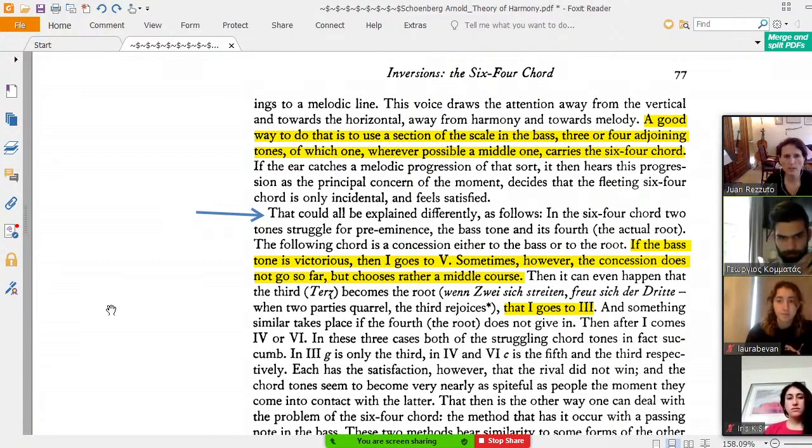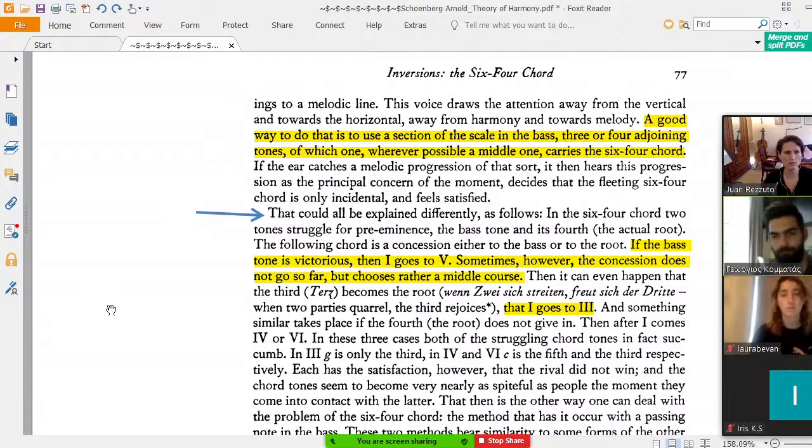That could all be explained differently, as follows. In the 6-4 chord, two tones struggle for preeminence: the bass tone and its fourth, the actual root. The following chord is a concession either to the bass or to the root. So the following chord is going to say, okay, I'm going to skew in what function? I will give in to what? If the bass tone is victorious, then I goes to V.